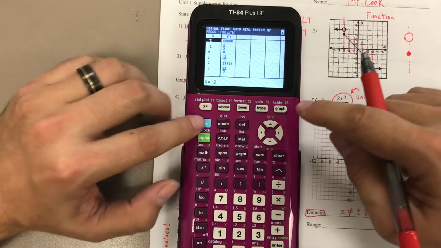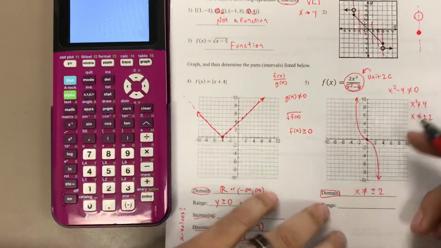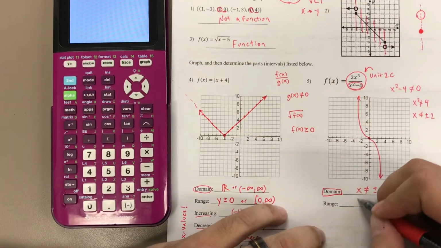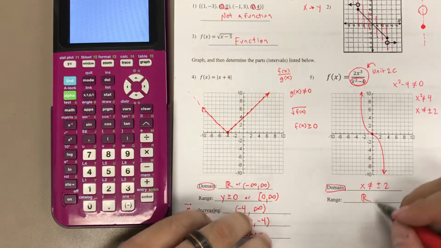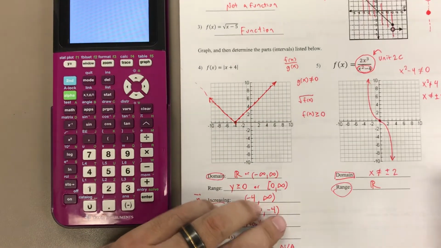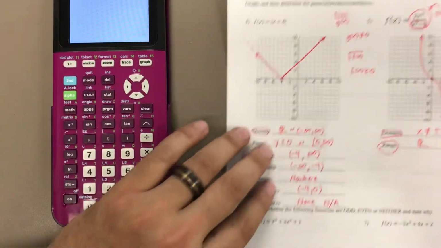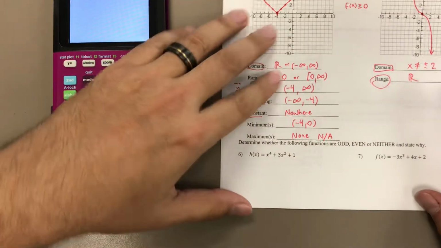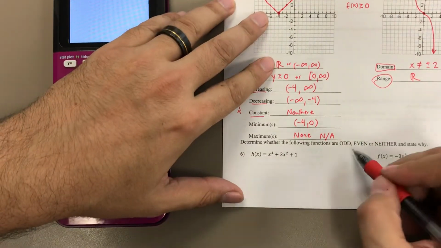So yeah, there's some crazy stuff there. The range on this one, if you just base it off of the graph, would be all real numbers. But like I said, in Unit 2C we'll circle back to that and see exactly what that looks like. All right, anyways, now for the last couple, where we're just checking to see if we have even or odd functions.